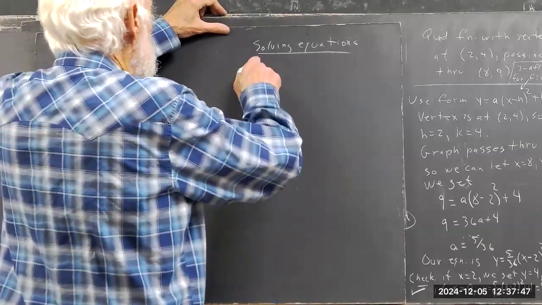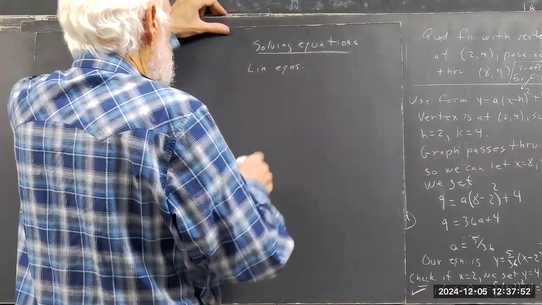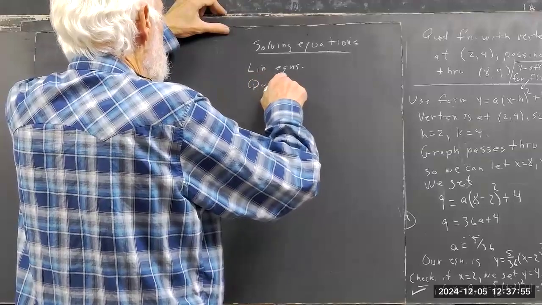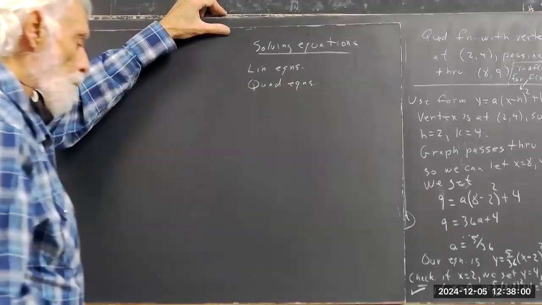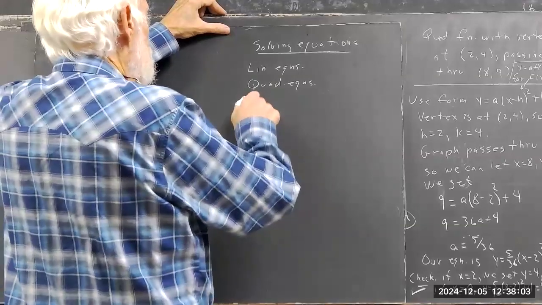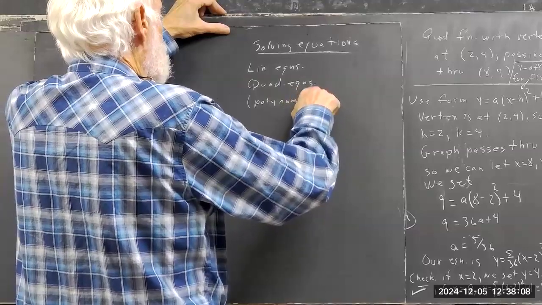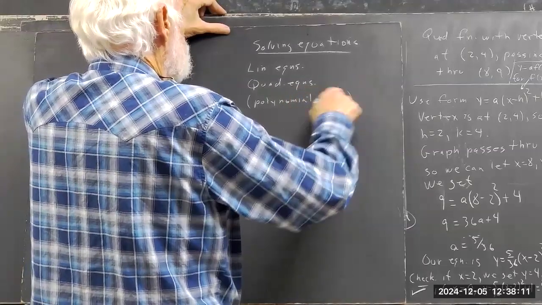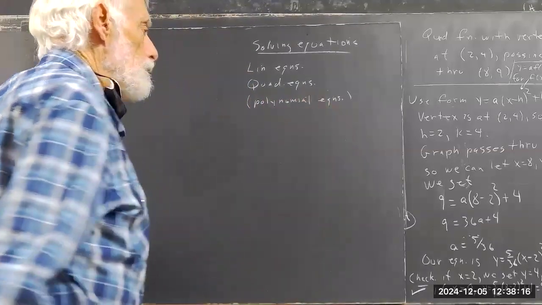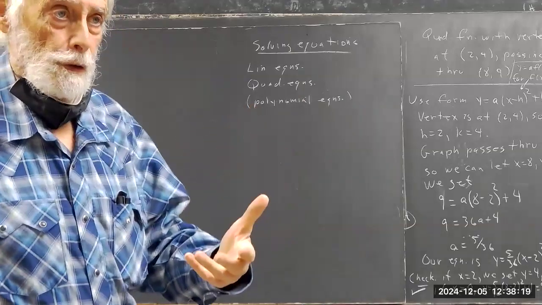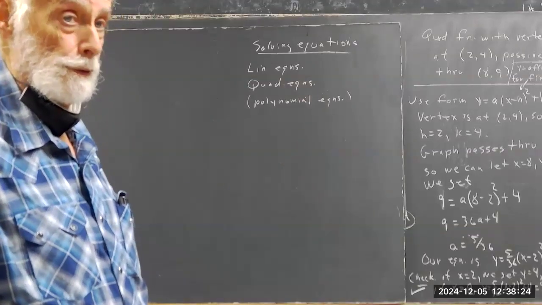But we have linear equations. We have quadratic equations. And there are polynomial equations, mostly where we try to find the zeros of a polynomial. Set a polynomial equal to 0, so if we can factor it, we can easily get the zeros.